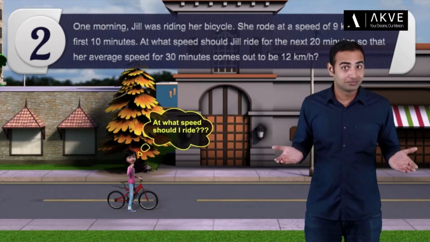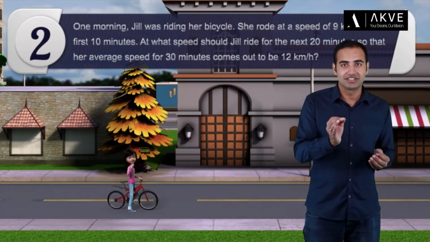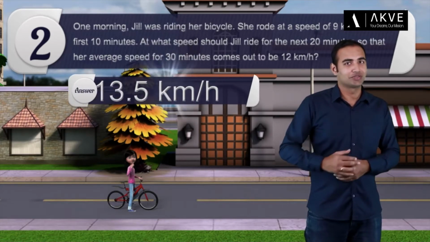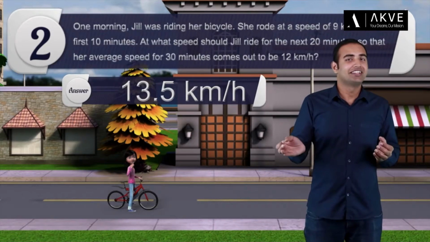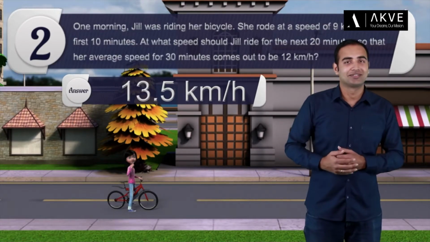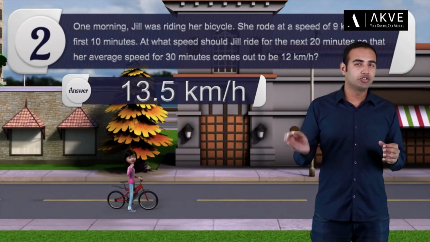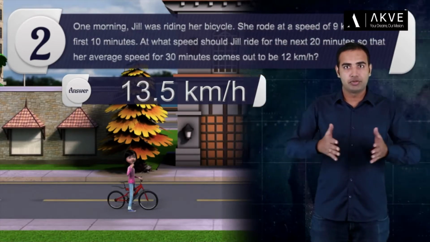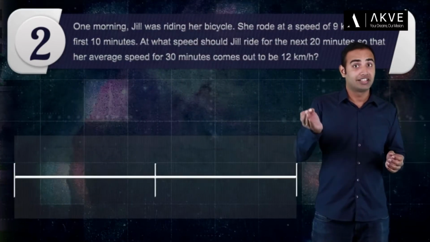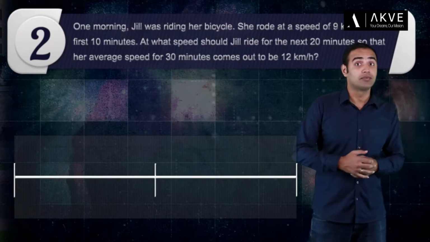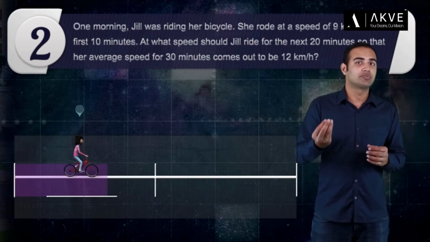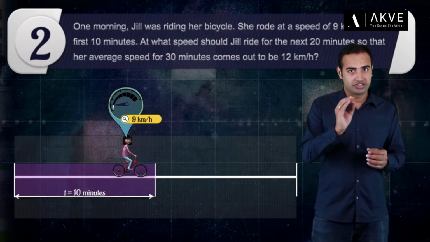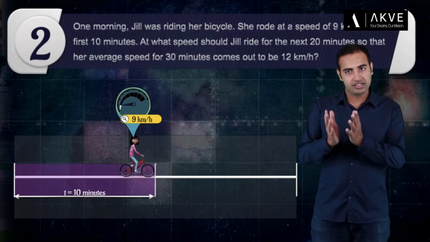So, did you get it? Well, the correct answer to this question is 13.5 kilometers per hour. If you got it right, then congratulations. Otherwise, let's see how we arrived at this answer. So once again, before we use any formula or write any equation, let's draw a diagram that describes the entire motion of Jill. So according to the problem, Jill traveled at a constant speed of 9 kilometers per hour for the first 10 minutes. So let's represent that in our diagram.